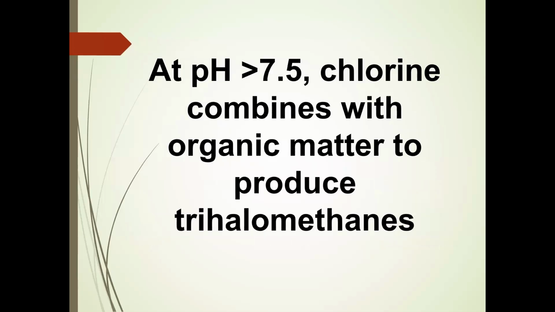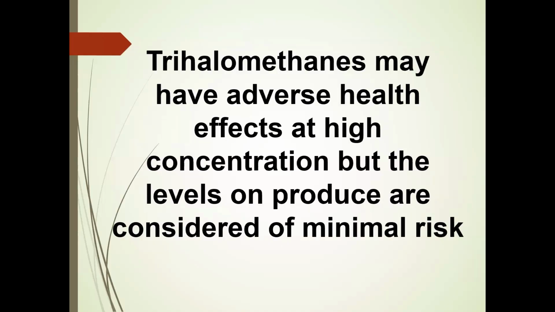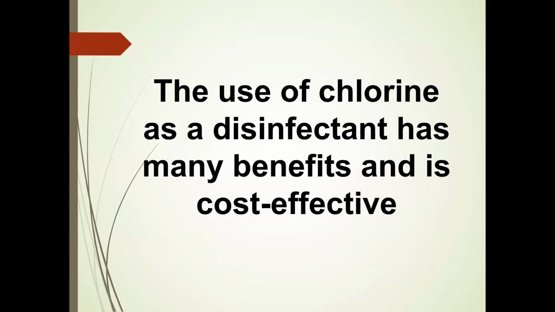At a pH greater than 7.5, chlorine combines with organic matter to produce trihalomethanes. So what are some examples of trihalomethanes? Chloroform, which may be a carcinogen, bromodichloromethane, dibromochloromethane, and bromoform. Trihalomethanes may have adverse health effects at high concentration, but the levels in produce are considered of minimal risk. The use of chlorine as a disinfectant has many benefits and is cost-effective.